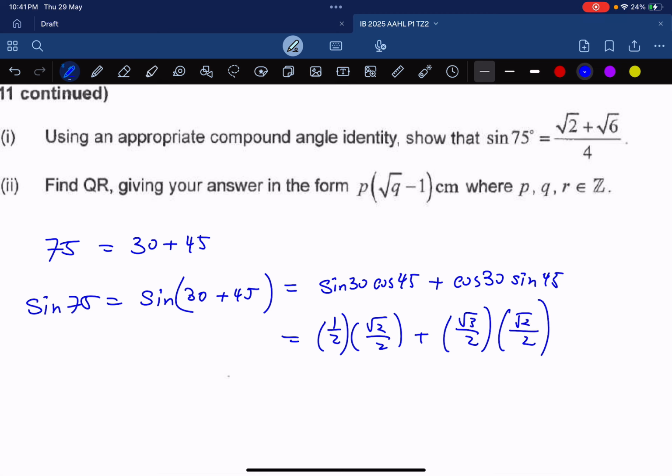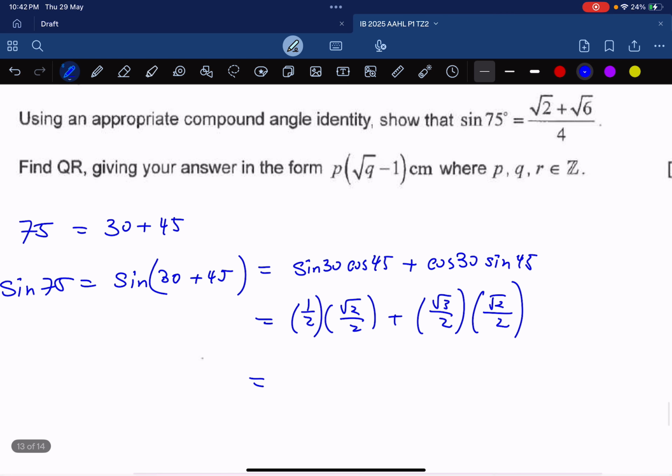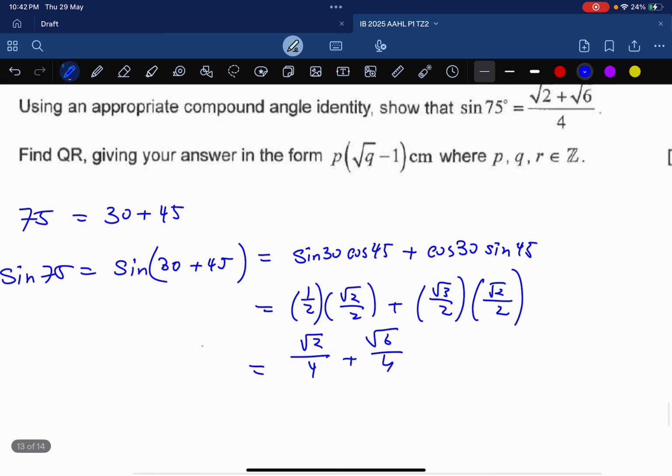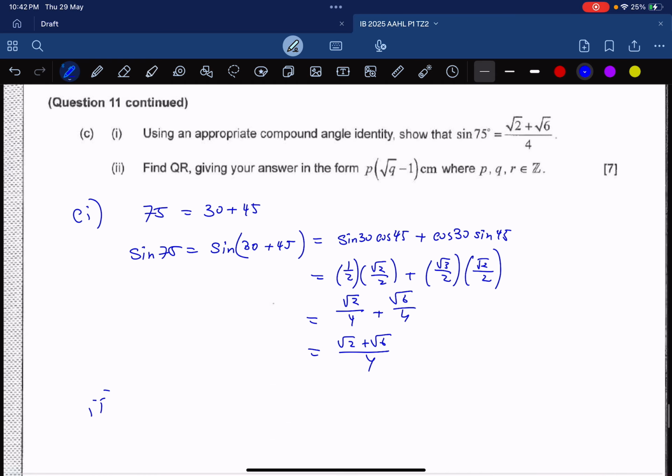Okay. And then I think we just combine everything together. So root 2 over 4 plus root 6 over 4, which is perfectly the answer that they give us. I think this is pretty easy, to be honest. Okay, next one. Find QR. Give an answer in this form.